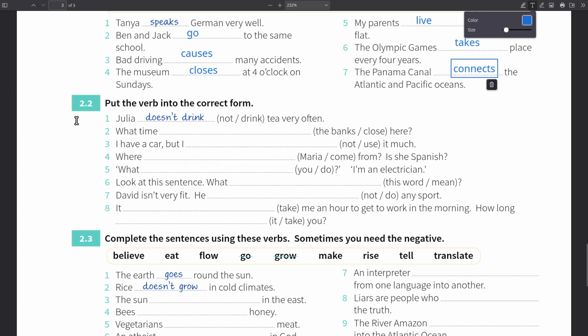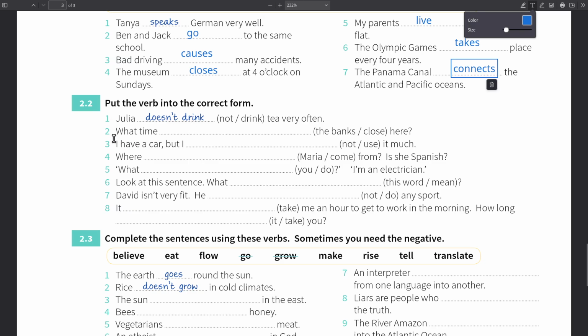2.2, put the verb into the correct place. The first example is: Julia doesn't drink tea very often. We have to look at this part, the parenthesis. This parenthesis tells us more information about the sentence or the question. In this case, it's a negative question. This is the base form of the verb, and this is the negative. So let's analyze the next one.